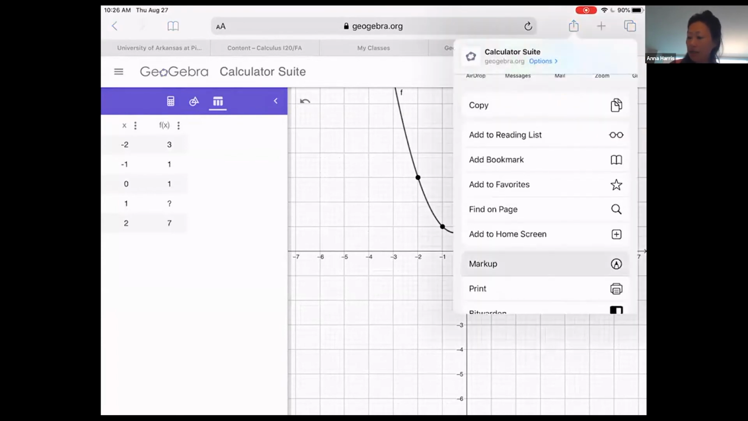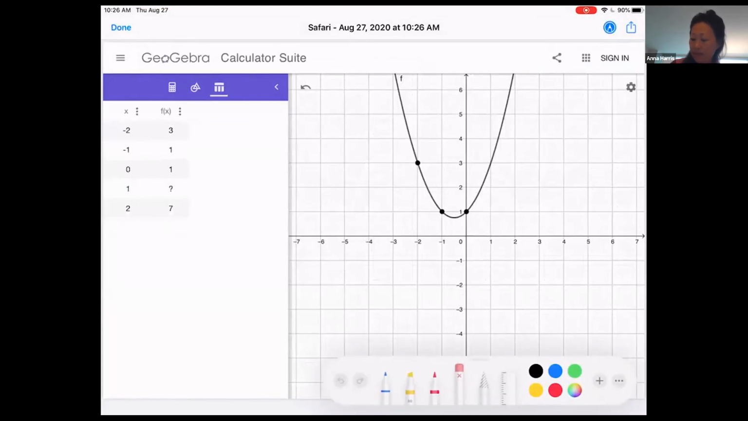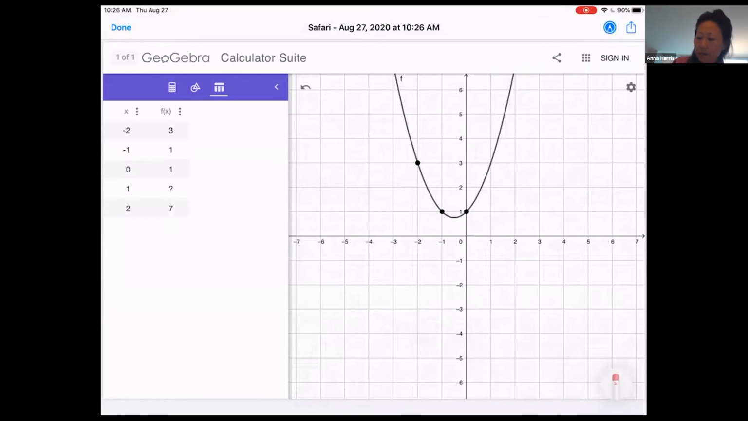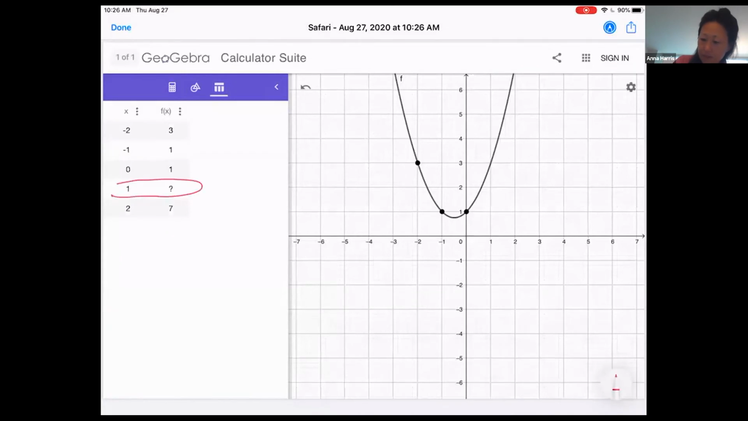I'm going to mark this so you can see it. Did you see right here? When x equals 1, it says I don't know the y value. Did everybody see that? So you may use GeoGebra for your graph if you want to.